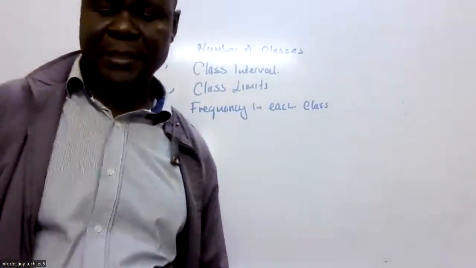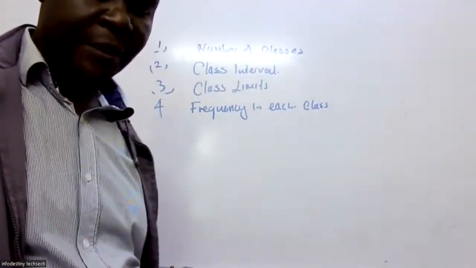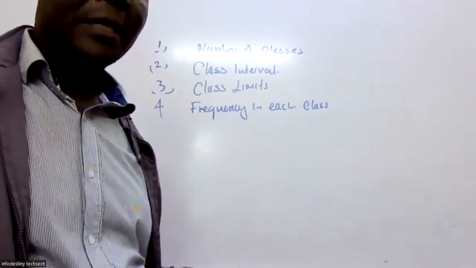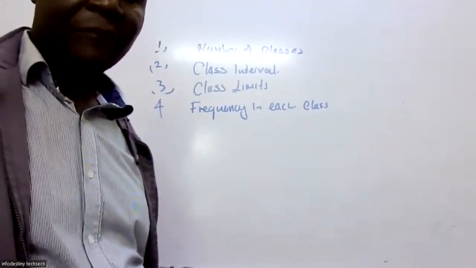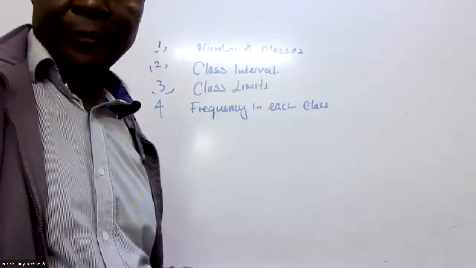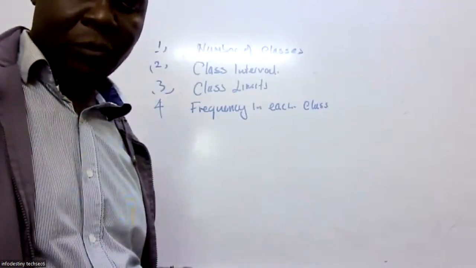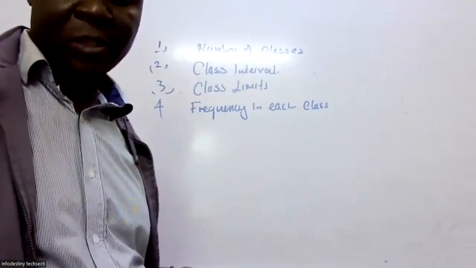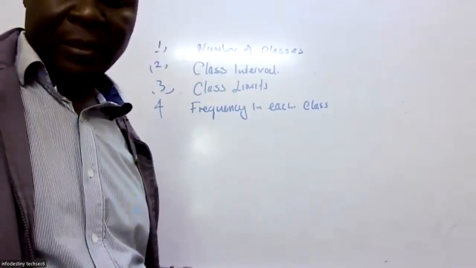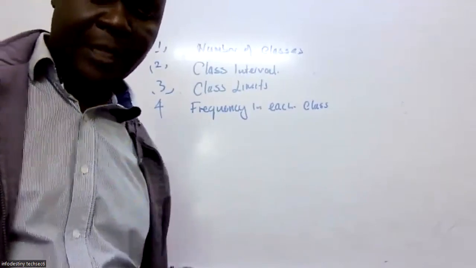An ideal number of classes for any frequency distribution would be that which gives the maximum information in the clearest fashion.